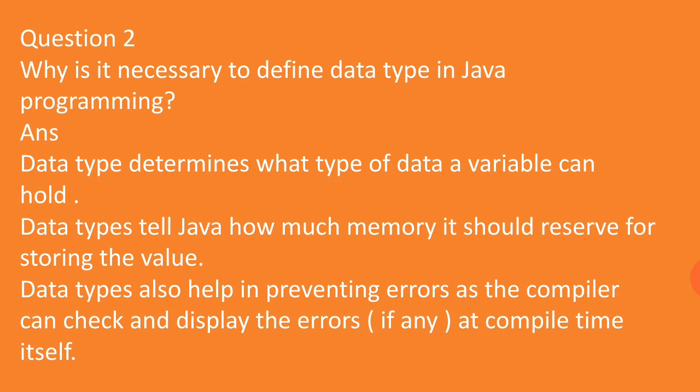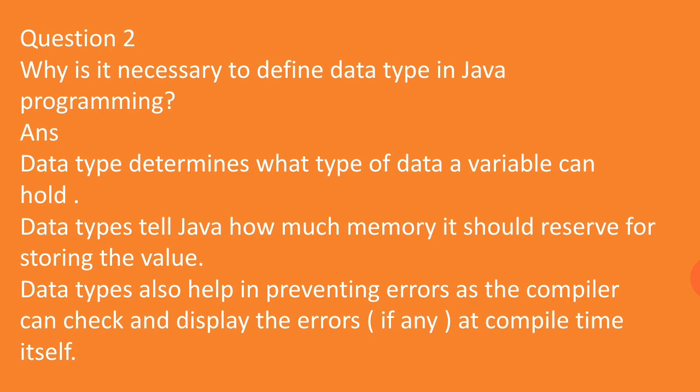For example, for every character in Java, 2 bytes are reserved because Java uses the Unicode character set. Now, third, data types also help in preventing errors, as the compiler can check and display errors, if any, at compile time itself. Means if I have a variable of double type and I am assigning a string to it, that error will automatically be raised because there is a mismatch between the type of data and the variable's data type.